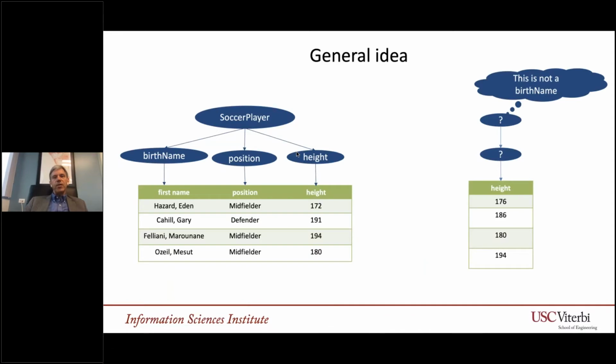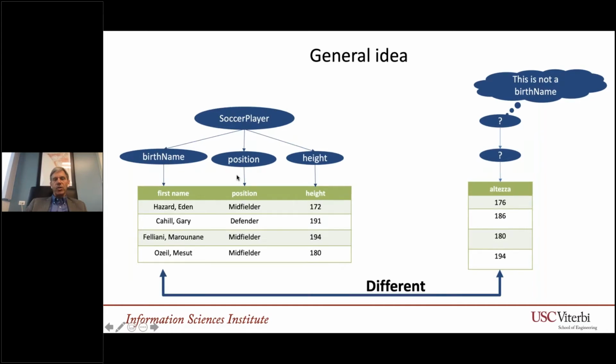So here's the basic idea of what we're going to do here. Here's an example source on the left. This is a source about soccer players, and you've got a name, position, and height. And another source here, a very simple source that seems to just have height information, right? And we don't know what the semantic labels are for this second source. So the challenge is, how do we figure out what the semantic labels are for this new source, comparing it to the original source?